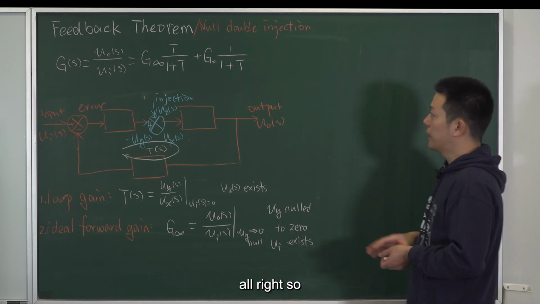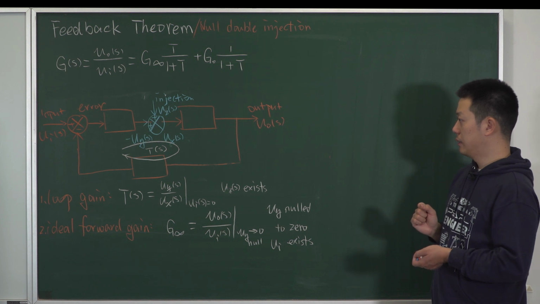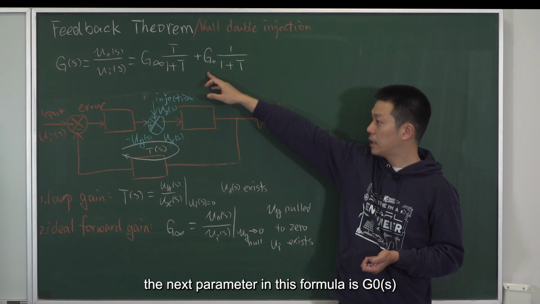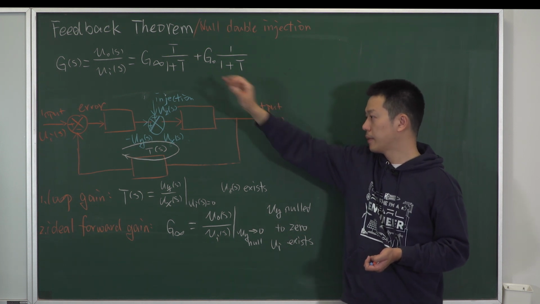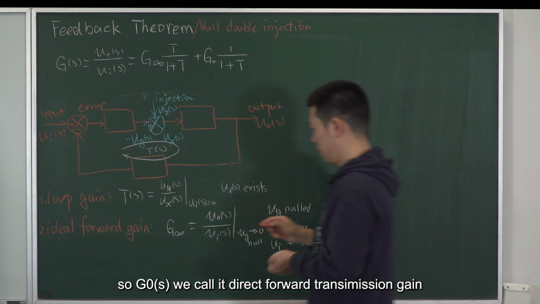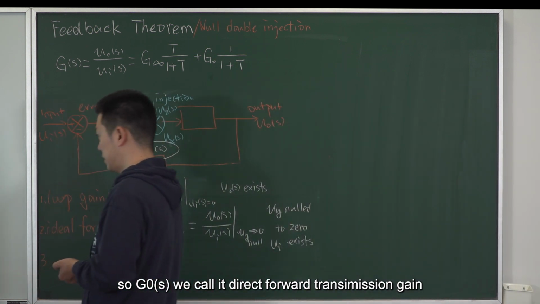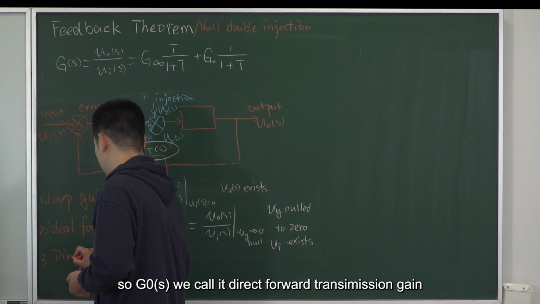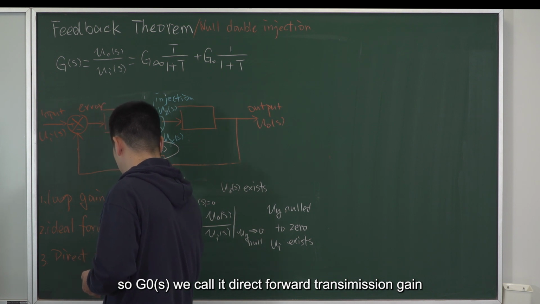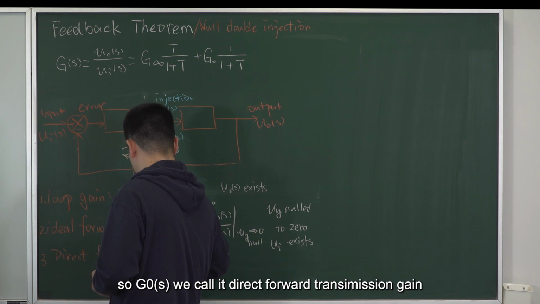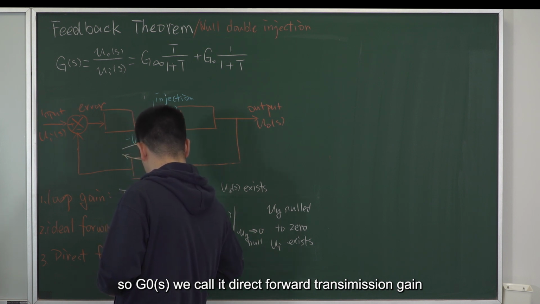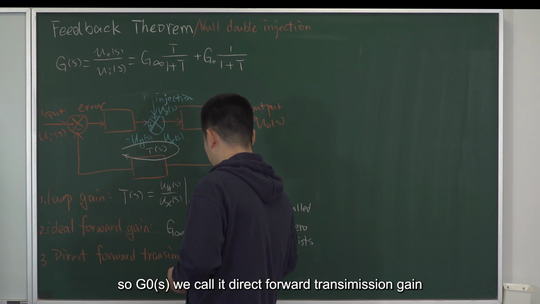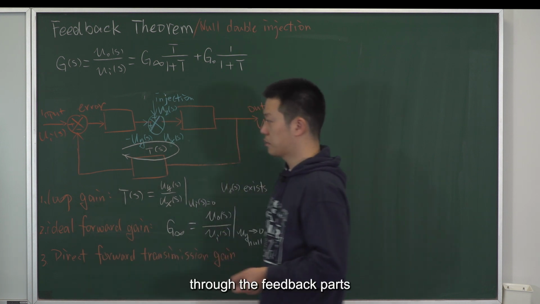All right, so the next parameter in this formula is G0, right? G0s. We call it the direct forward transmission gain through the feedback path.